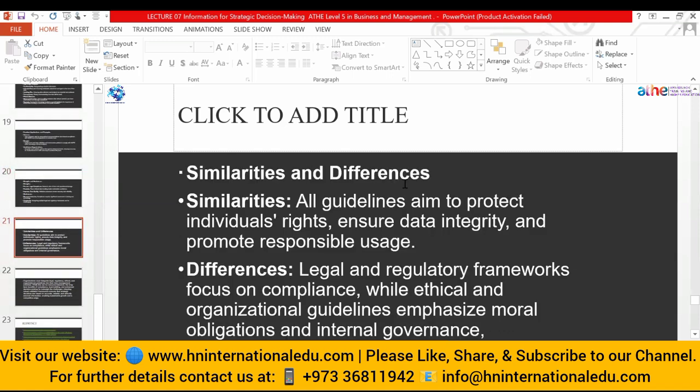Similarities and differences. All guidelines aim to protect individual rights, ensure data integrity, and promote responsible usage. Whatever system you use, whatever GDPR acts you use, 2018 or otherwise, they are always about individual rights and community rights. However, legal and regulatory frameworks focus on compliance, that is, laws and regulations, while ethical and organizational guidelines emphasize moral obligations and internal governance. Moral obligation stands on your likes, observations, and judgments, and internal governance is the internal participation of the employees, management, stakeholders, and everyone who is internally involved in it.